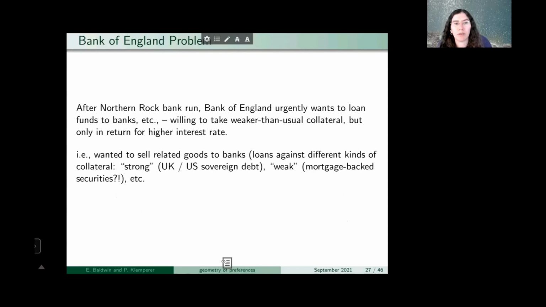The Bank of England wanted to loan funds to banks during the financial crisis. It needs to loan them against collateral, of course, but banks had run out of decent collateral, so it wanted to take less good than usual collateral. But obviously, you've got considerations why you would want to do that only in return for a higher interest rate. The question is, how much higher should that interest rate be? How much more funds should you loan against the lower collateral compared with the higher collateral? What should these trade-offs be? The Bank of England didn't precisely know the answers to these questions. And really, it wanted the answers to these questions to emerge from a market rather than them specifying. So that's the first problem.